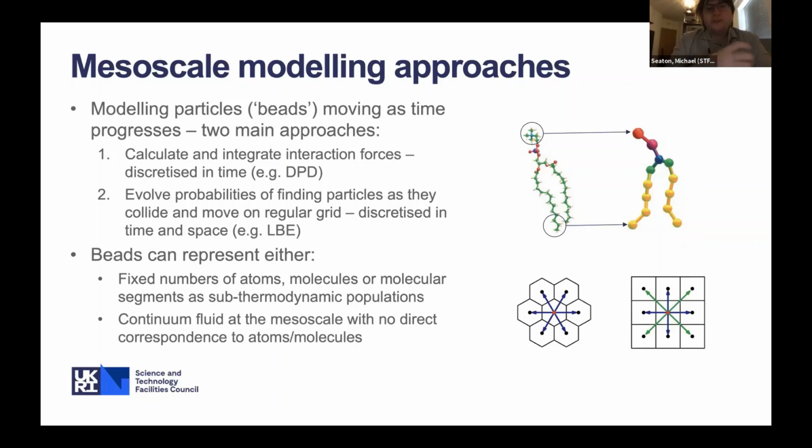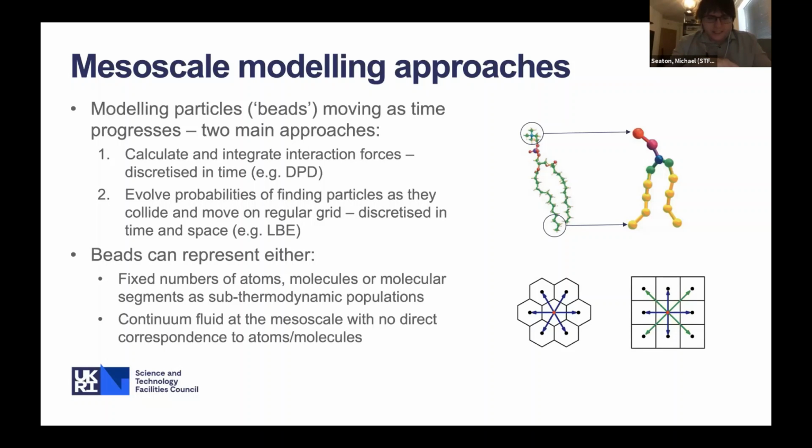And one thing to note is that the beads or the particles that we're considering in our mesoscale model can be similar in approach to coarse-grained molecular dynamics, in the sense that each particle can be a certain number of atoms, a certain number of molecules, or certain segments of a larger molecule. Each of those beads would represent what we would describe as a sub-thermodynamic population. But the other representation a bead can have is to be a mesoscopic representation of a continuum fluid at the mesoscale.